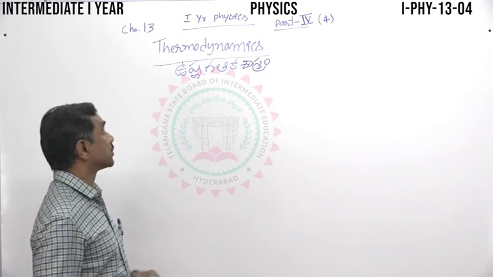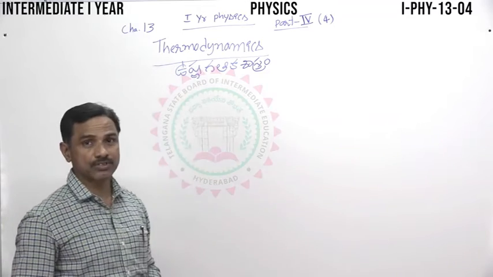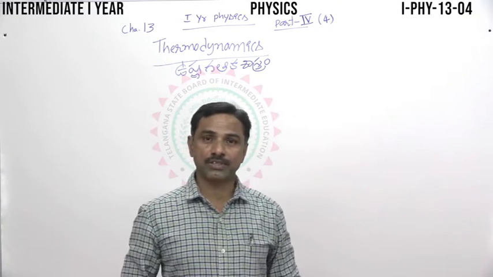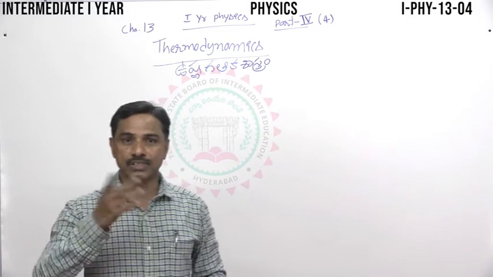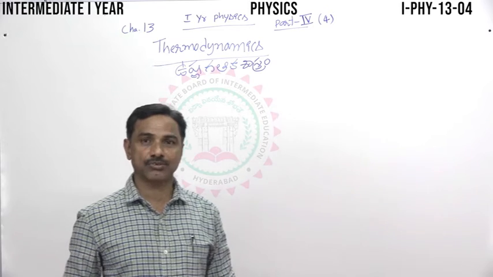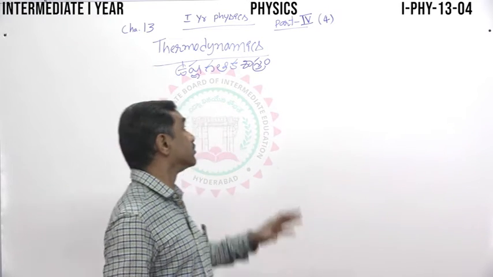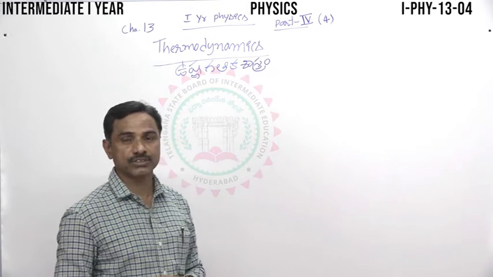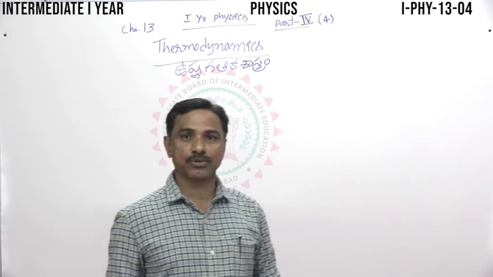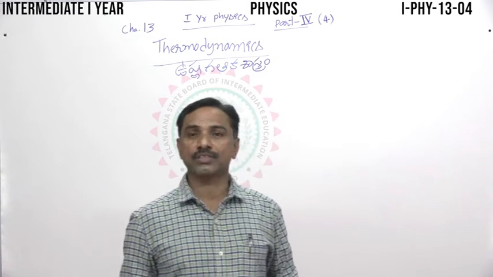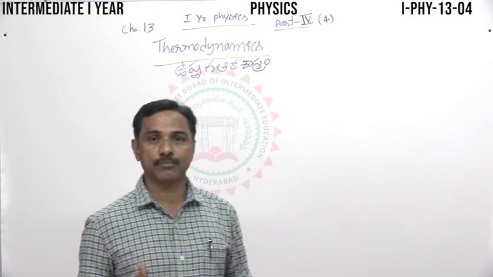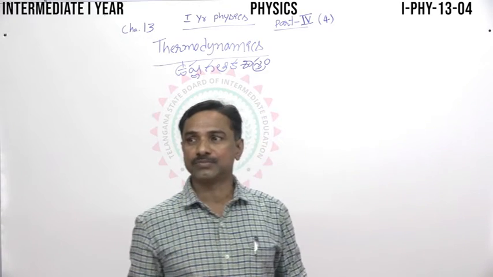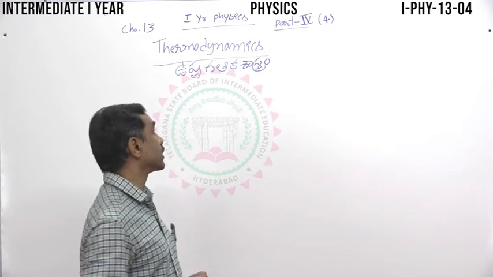Whatever we learned in the previous parts: the 0th law of thermodynamics, the first law of thermodynamics, molar specific heats, and the relation among them, Cp minus Cv is equal to R. Then we discussed what an isothermal process is, its important features, and the work done in an isothermal process. Then we discussed what an adiabatic process is, and distinguished between an isothermal and an adiabatic process.